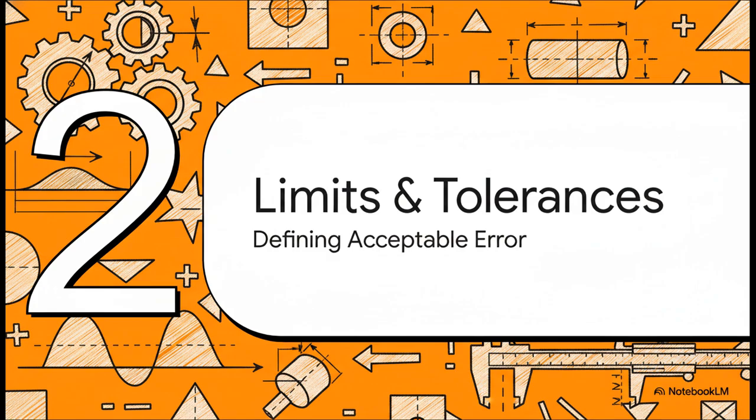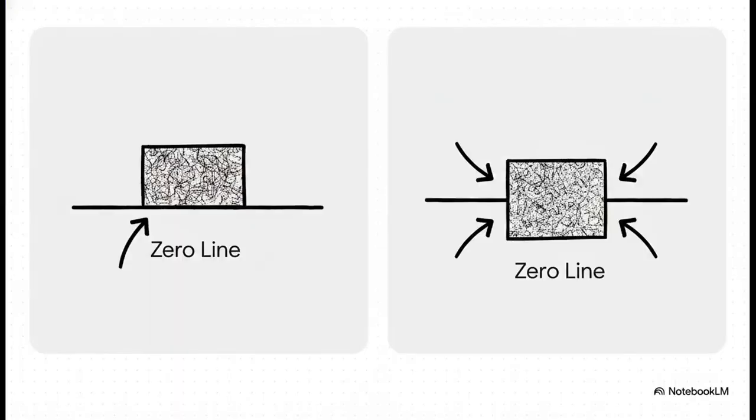Moving right along to Part 2, limits, tolerances, and deviations. Okay, now that we've got our vocabulary down, how do engineers actually write down these acceptable deviations? Well, there are two main systems. First up is the unilateral system. This is where the permitted deviations push the size strictly in one direction from that basic size. So it's either all positive, like plus 0.04 and plus 0.02, or all negative.